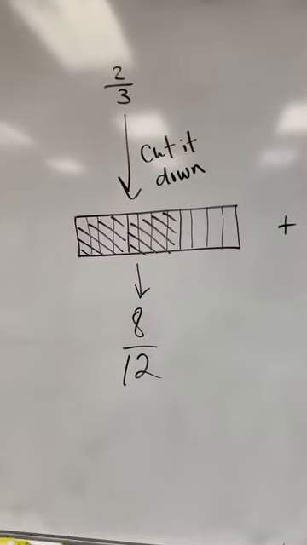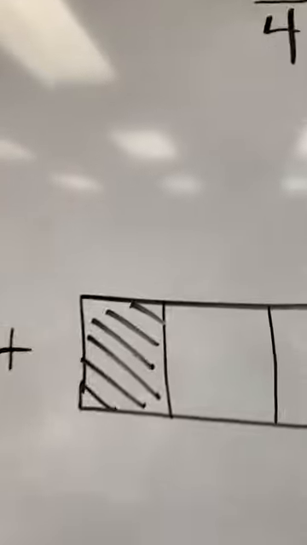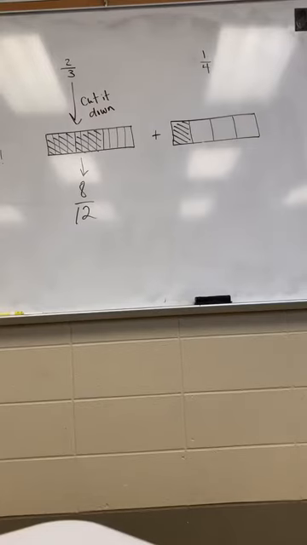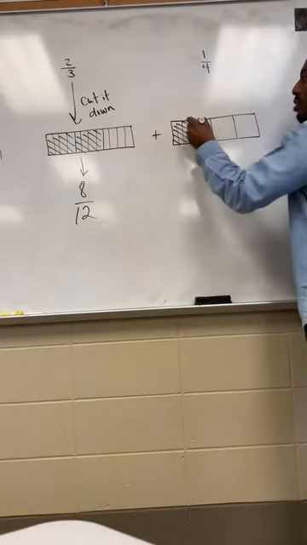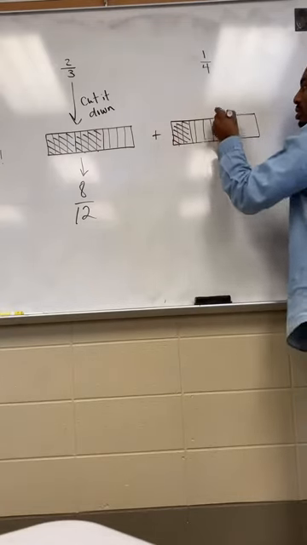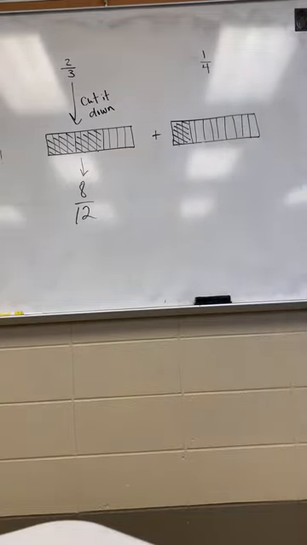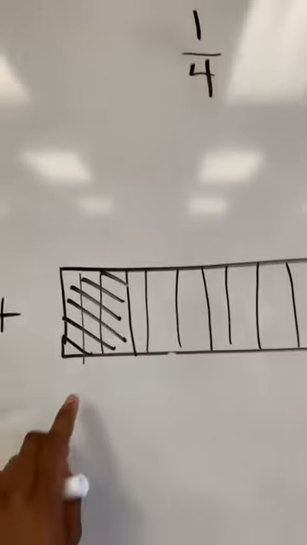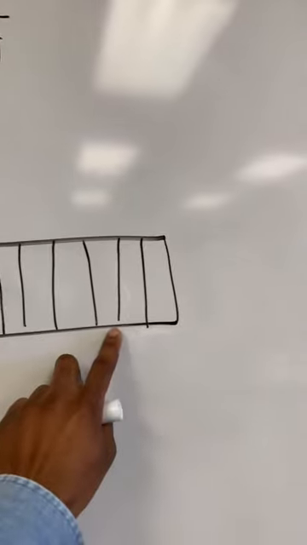So now I got to come over here and cut these down so that it has 3 slices in each, all right? I'm about to cut this one down too. So we're gonna count this up too. I have 1, 2, 3, 4, 5, 6, 7, 8, 9, 10, 11, 12.